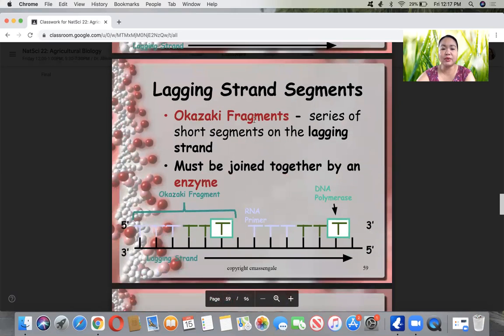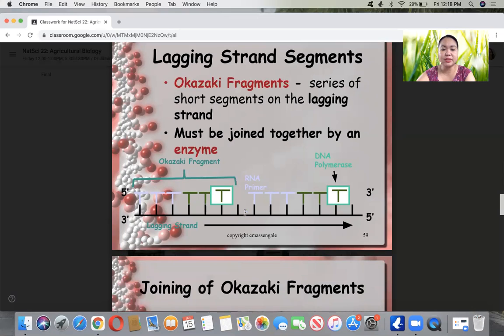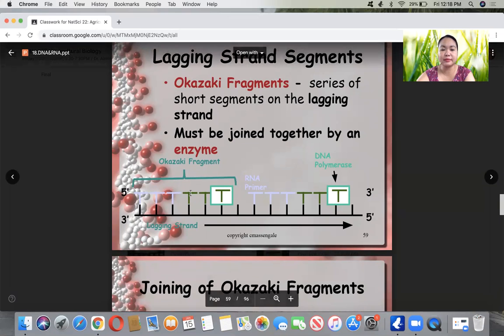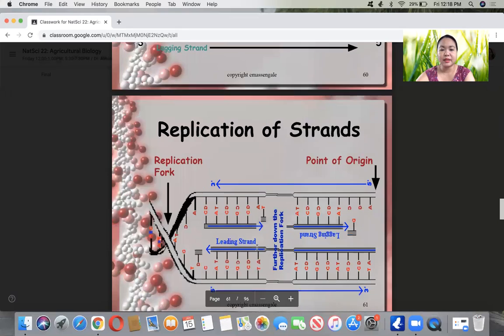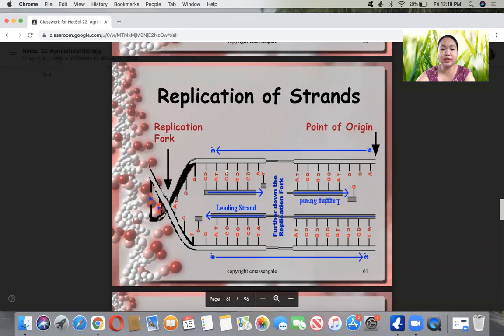Based on the Okazaki fragments, this is the series of short segments on the lagging strand, which must be joined together by an enzyme. So this is the Okazaki fragment. The joining of Okazaki fragments is where the enzyme ligase joins the fragments together to make one strand. The figure here shows the replication of strands from the point of origin into the replication fork.